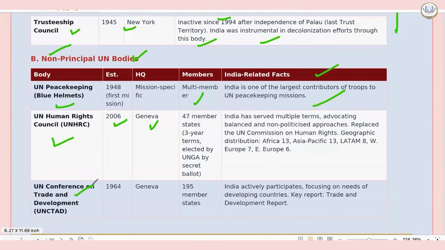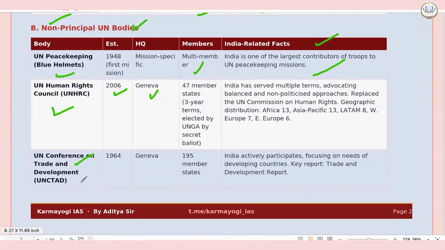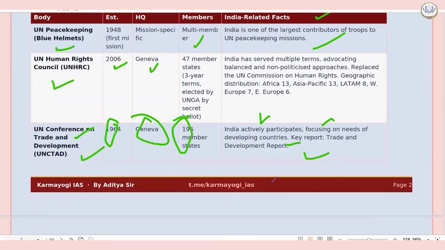UN Conference on Trade and Development. LATAM is a country group which consists of Mexico, Central America, South America, etc. UNCTAD was established in 1964, in Geneva, with 195 member states. India is actively participating and it focuses on the needs of developing countries. The key report is the Trade and Development Report. Majority of the time, they ask about one report, and these are low-hanging fruits. So, one-liners.